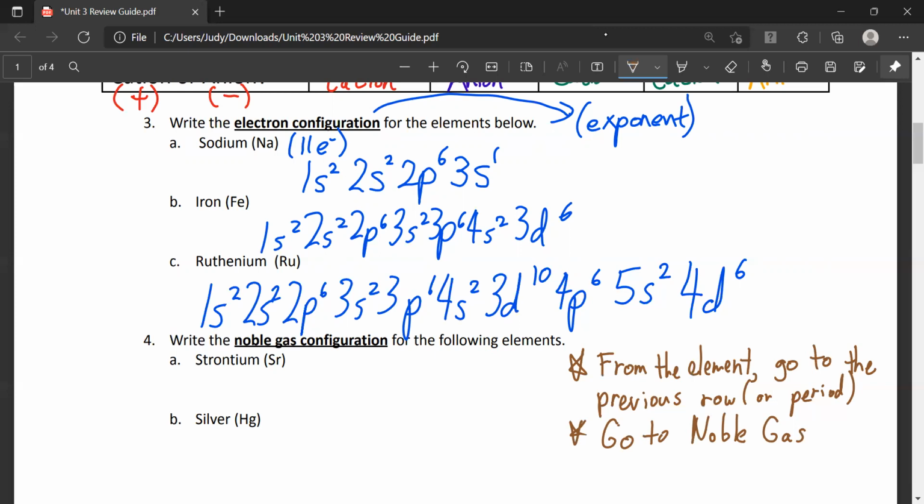So strontium, if we look at strontium in the periodic table and go a row up and all the way to the right, you should get an element called krypton. And after you get to krypton, all you got to do is go step by step after krypton, which in this case is 5s2. And that's it. So I just want you to try out. Now, silver is Ag, not Hg. That was a typo. Try that out, and I'll reveal the answer afterward.